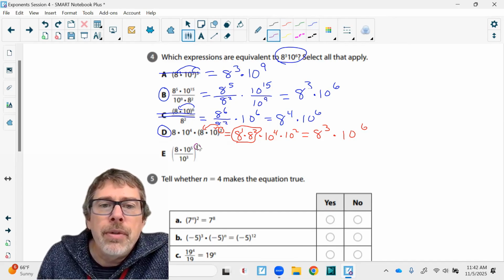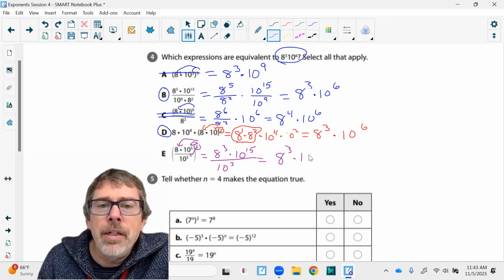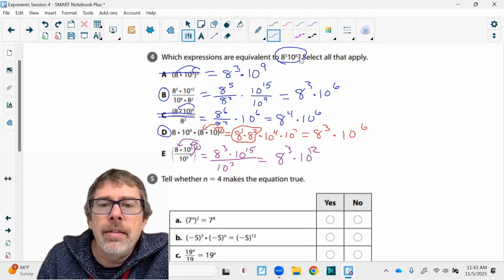This 3 is going to get distributed here, here, and here. So it's going to be 8 to the 3rd power times 10 to the 15th power, right? 5 times 3, all over 10 to the 3rd power. Well, this can get rewritten as 8 cubed times 10 to the 15 minus 3 is 10 to the 12th. And that's not 10 to the 6, so this is not an answer.